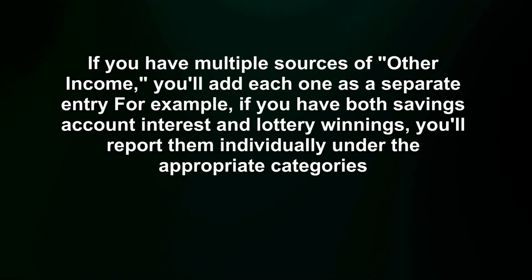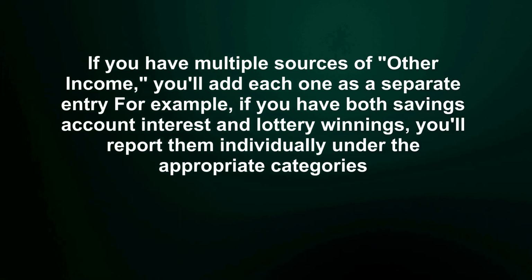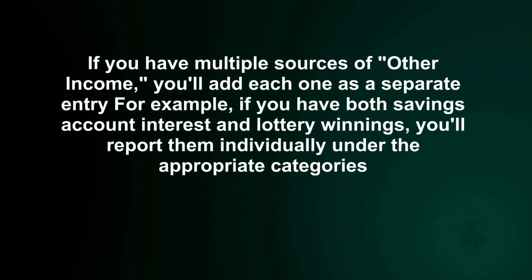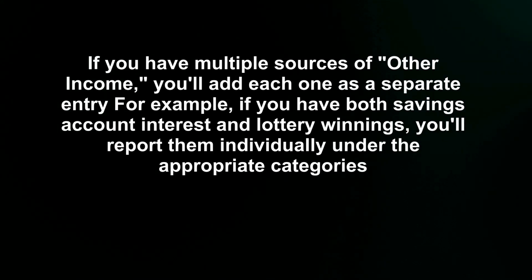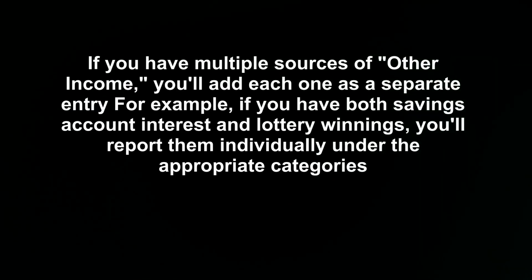If you have multiple sources of other income, you'll add each one as a separate entry. For example, if you have both savings account interest and lottery winnings, you'll report them individually under the appropriate categories.